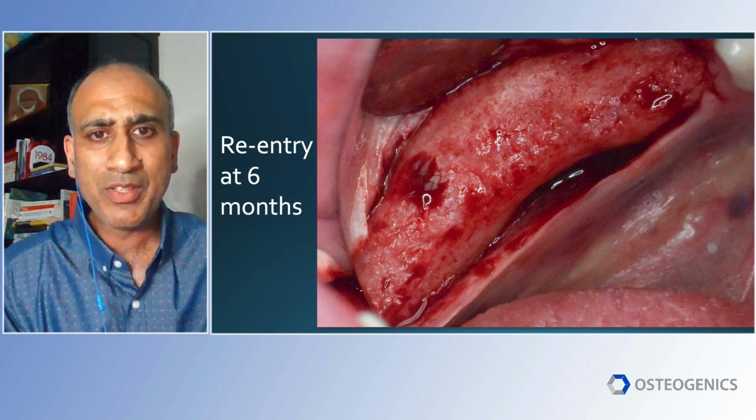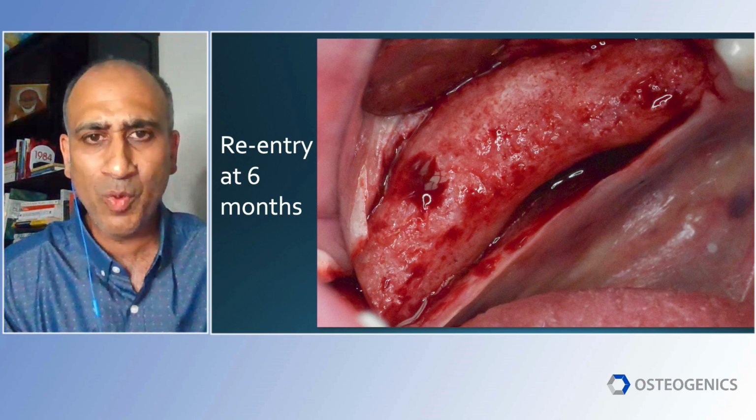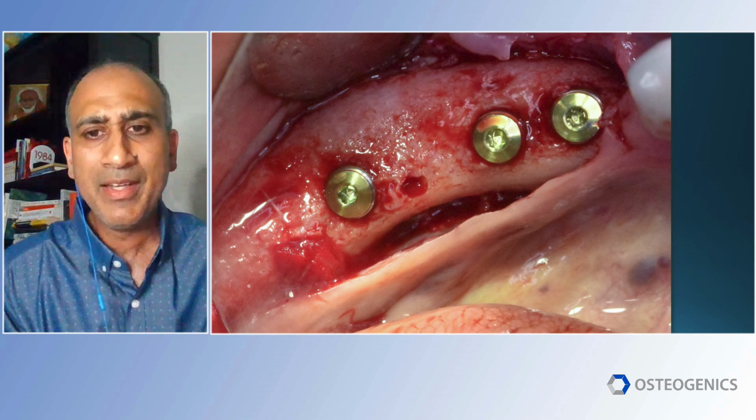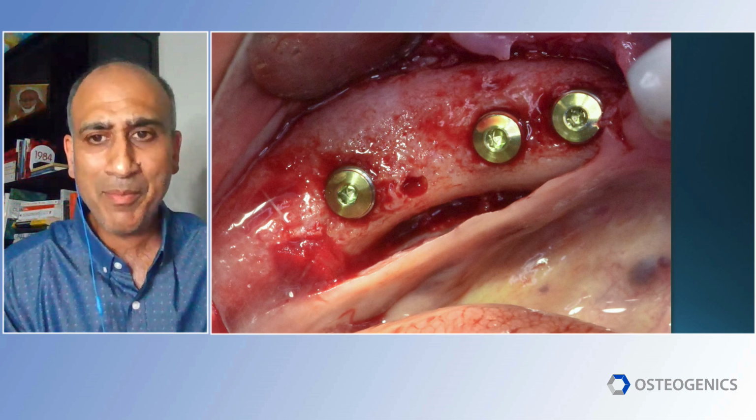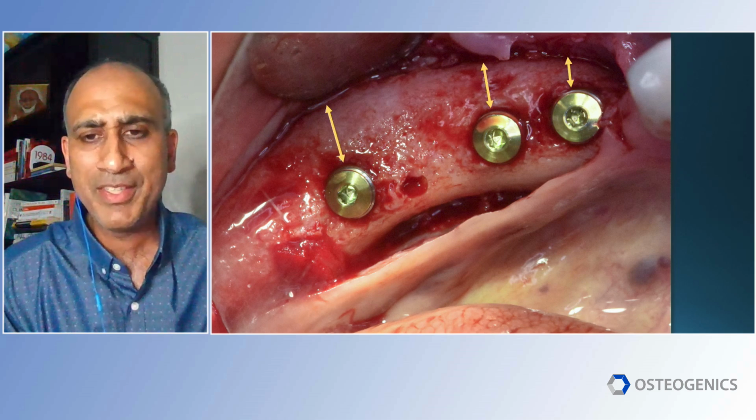And then this is what the reentry looks like at 6 months. Pretty incredible. You could park as many implants as you want into that bone. So this is what we did. We placed 3 implants with good buccal bone shelf on all of these implants.